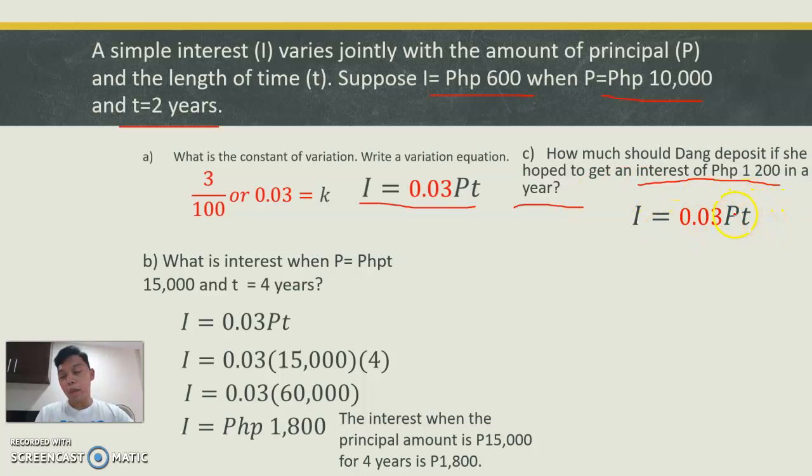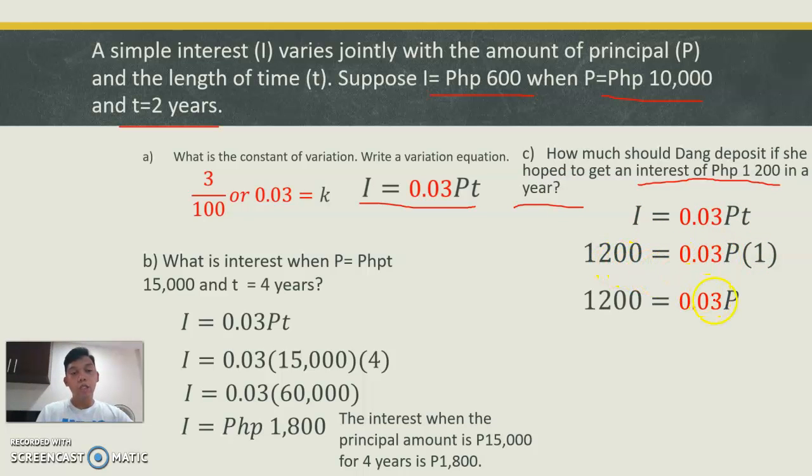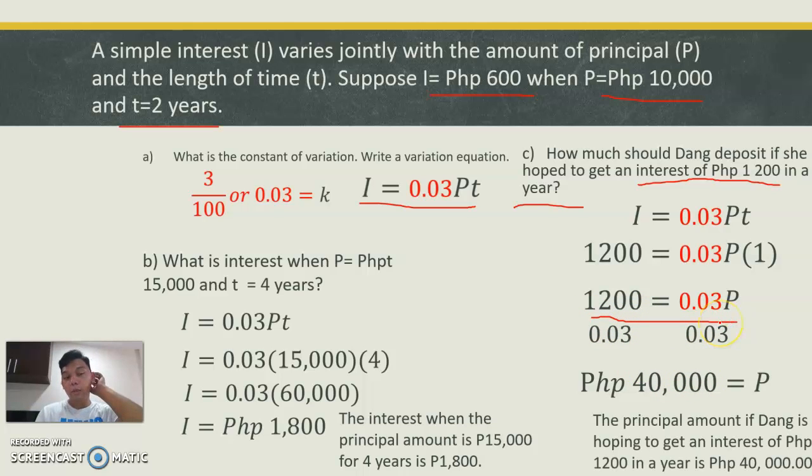So we just replace the I and T there. 1 year, so 0.03. Divide both sides by 0.03, therefore the principal amount is 40,000. So the principal amount, if someone is hoping to get an interest of 1,200 pesos in a year, is 40,000 pesos. Questions so far? Okay, let's proceed to the last example.